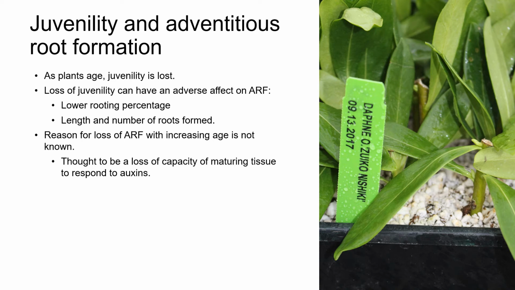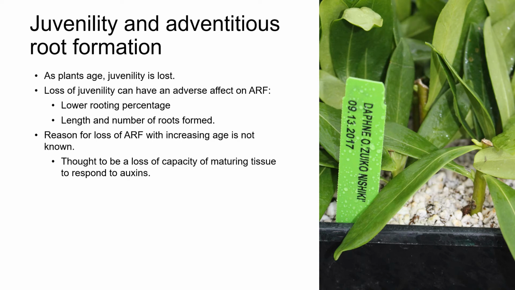So as plants age, juvenility is lost and plants are able to flower, produce fruit and seed. And you may be wondering what this has got to do with propagation. What it has to do with propagation is that the loss of juvenility can have an adverse effect on adventitious root formation in cuttings. Once some plants enter their mature phase, there may be a lower percentage of cuttings that root and a reduction in the length and number of roots that are formed. This is bad news for us as propagators.